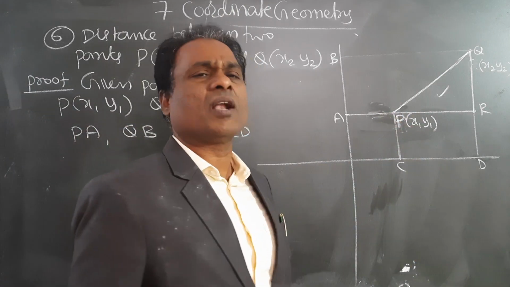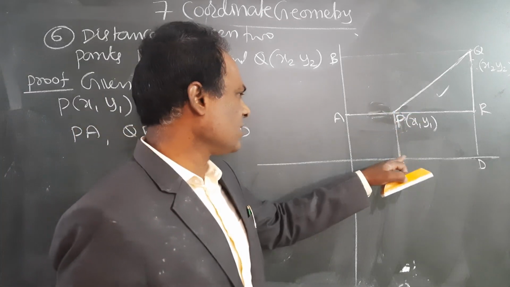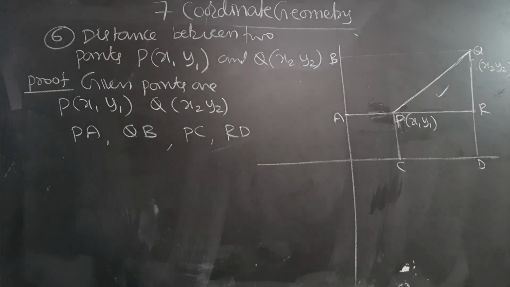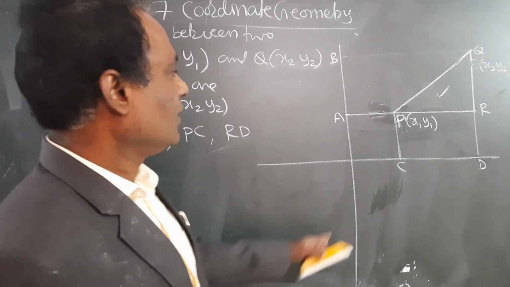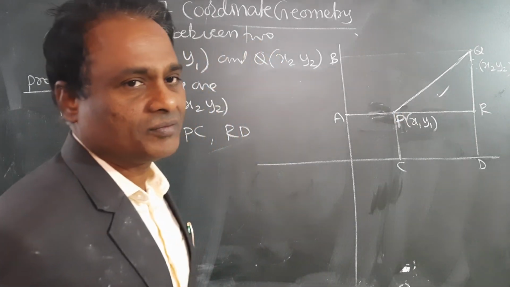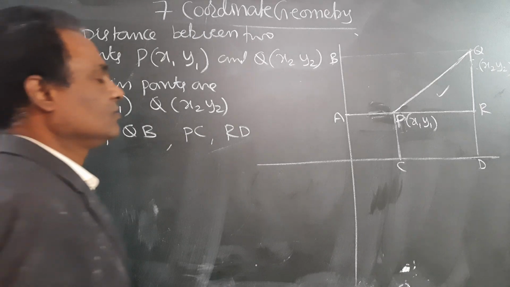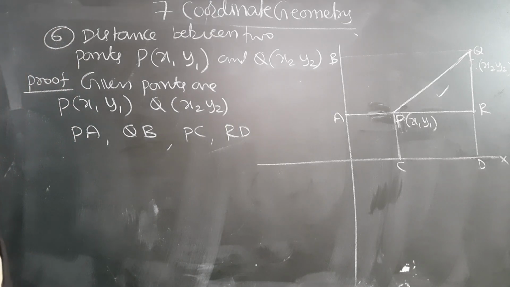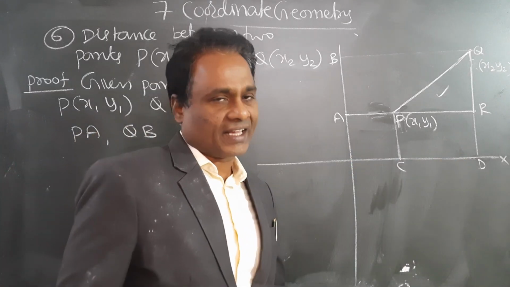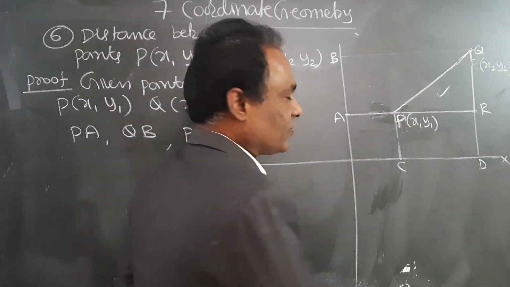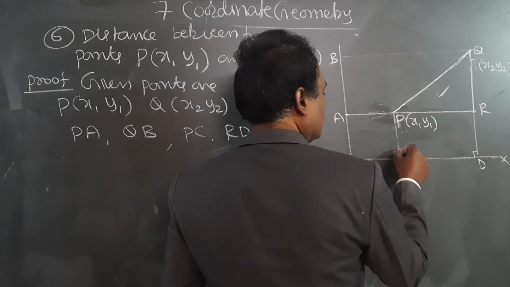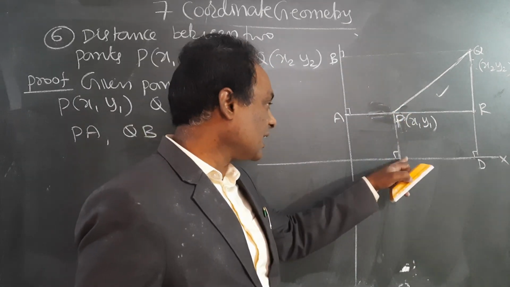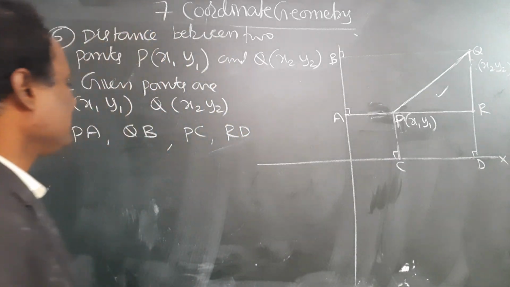This vertical is also called perpendicular, because if one is a horizontal line and the other is a vertical line, definitely it will be perpendicular. Draw the vertical lines PC comma QR to the x-axis. Perpendicular or vertical both are same. If this is horizontal, this is vertical, means this will be perpendicular only. You can draw a vertical line or you can say a perpendicular line to the x-axis. Both ways you can draw.